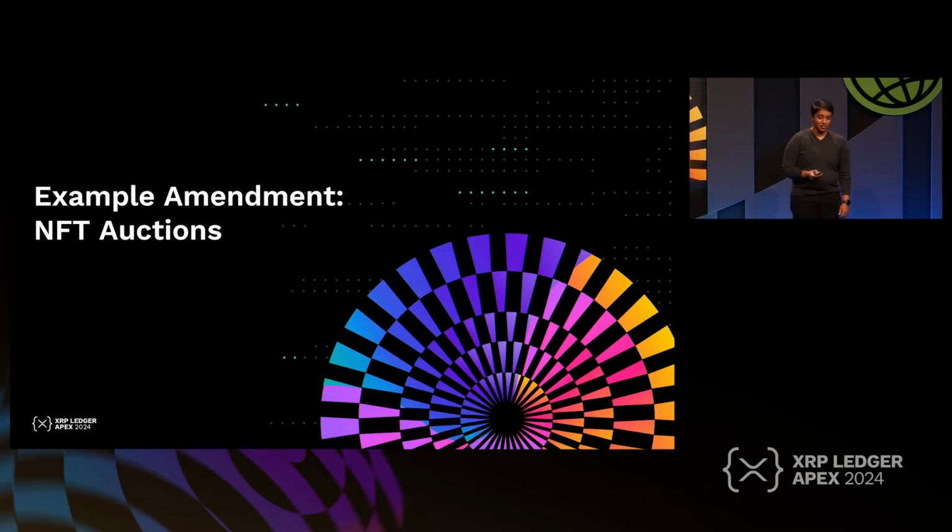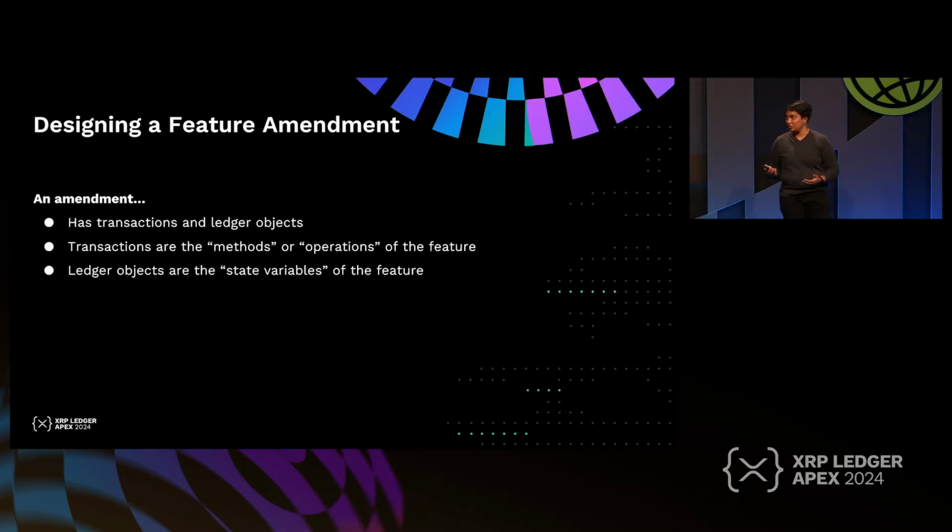First, a few notes on how you design an amendment. An amendment has transactions and ledger objects. Transactions are the methods or the operations of your feature, and ledger objects are the state variables of your feature.